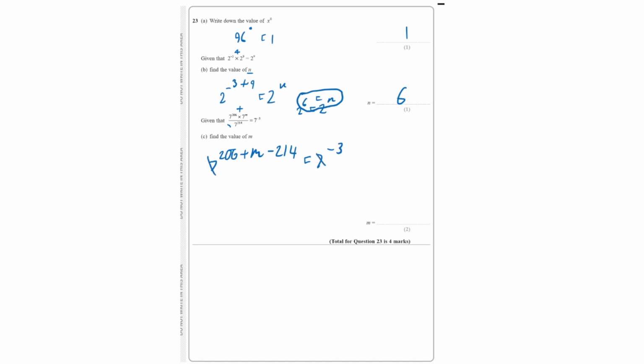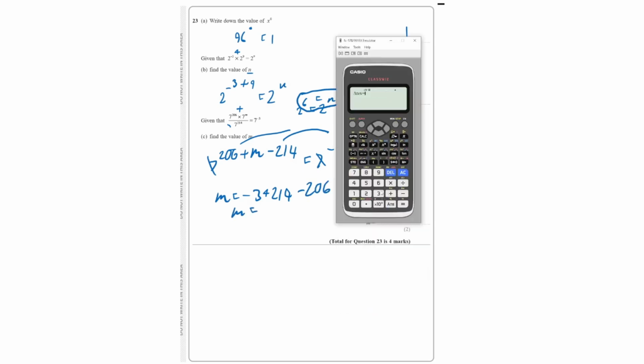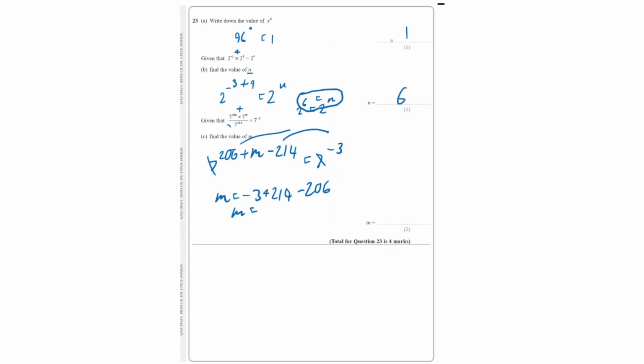So that means we can bring 206 and negative 214 to the other side. So that means m is equal to negative 3. We bring negative 214 to the other side, so that's positive 214. And we bring positive 206 to the other side, that gives us negative 206. Then we can put this into a calculator to find our answer. m is equal to negative 3 plus 214 minus 206. That gives us 5.